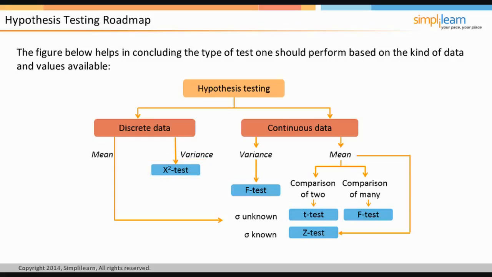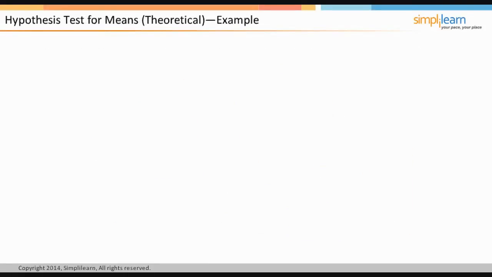If mean and standard deviation are known for a set of continuous data, it is recommended to go for the z-test. For mean comparison of two with standard deviation unknown, go for t-test, and for mean comparison of many with standard deviation unknown, go for f-test. Also, if the variance is known for continuous data, go for f-test. The next few screens will discuss in detail the tests for mean, variance, and proportions. Let us understand hypothesis test for means theoretical through an example in the next screen.